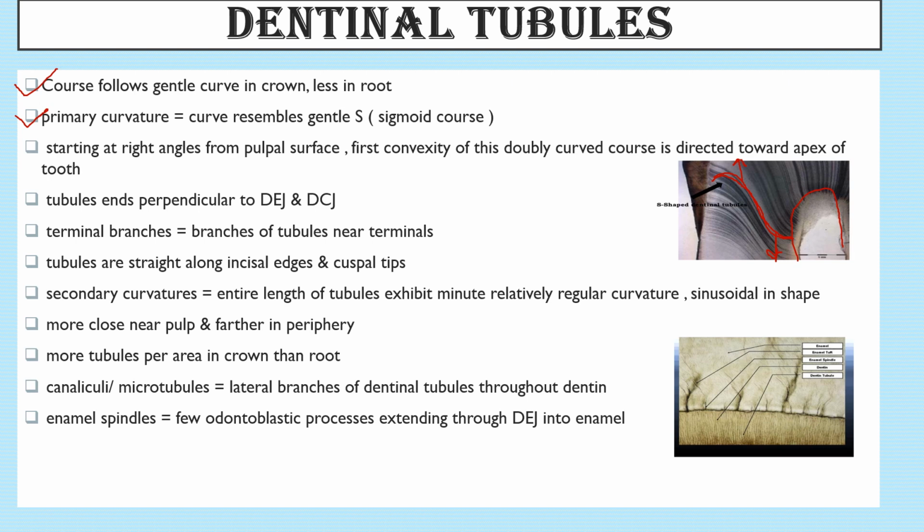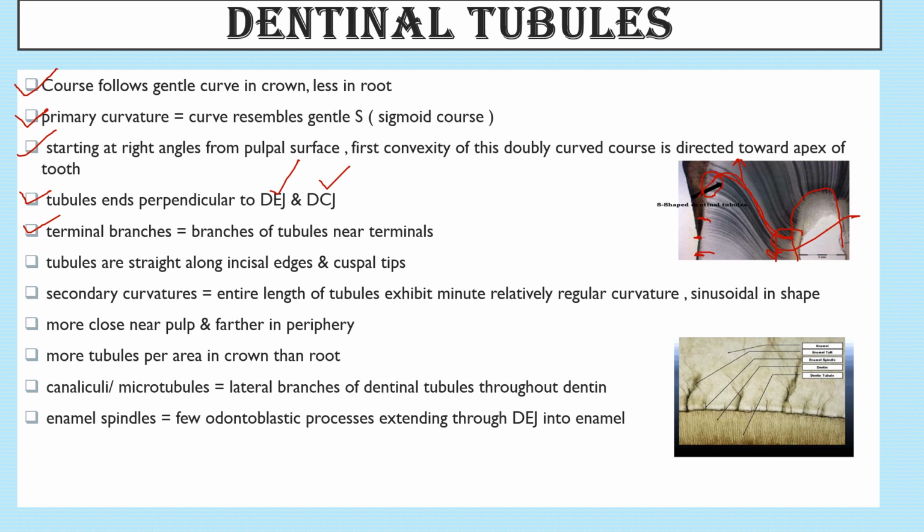Remember this point, important: tubules end perpendicular to the DEJ and DCJ. What is DEJ? DEJ is the dentino-enamel junction, and DCJ is the dentino-cemental junction. Here this is the dentino-enamel junction, and this is the dentino-cemental junction. So it has some terminal branches also. Terminal branches are branches of tubules near their terminals. This is the first terminal here, and this is the second terminal here. So it has some lateral or terminal branches at these portions.